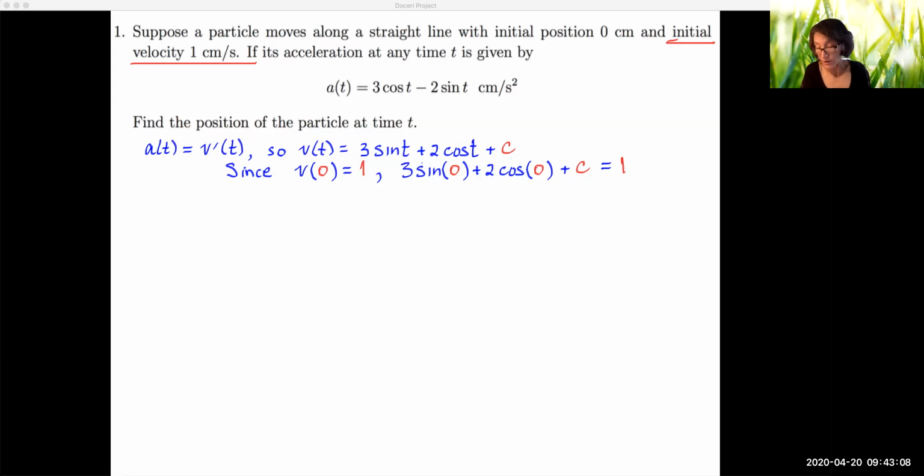So if we evaluate that, sine 0 is 0, and cosine of 0 is 1, so we get 2 plus c equals 1, because cosine of 0 is 1 and sine of 0 is 0. So now if we subtract 2, we get c equals negative 1. So that means we found the velocity. The velocity function is 3 sine t plus 2 cosine t minus 1.